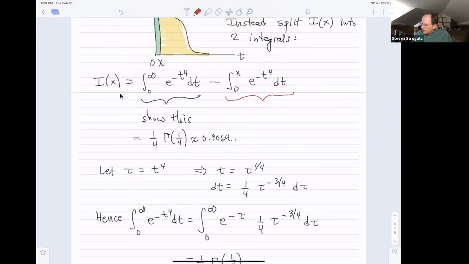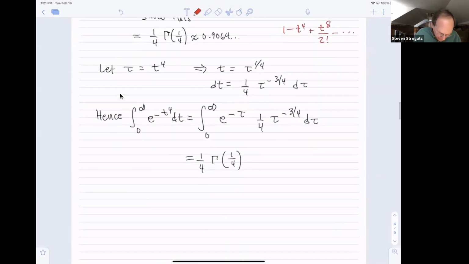This one. And so here we're just going to use the fact that e to the minus t to the fourth can be written as 1 minus t to the fourth plus t to the 8th over 2 factorial, etc. And here we can comfortably integrate term by term. So maybe I'll do that down here.